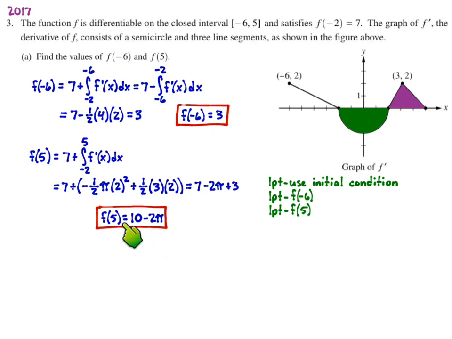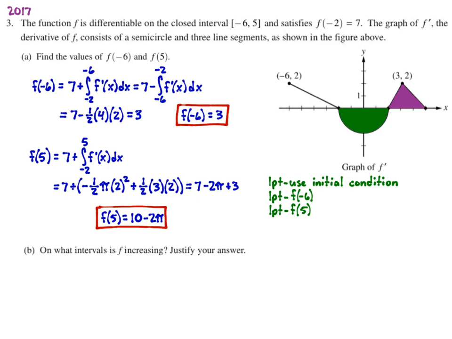So you're going to be in trouble in terms of points here if you did not use the initial condition. If you didn't use it, you didn't get any points on part A. So you have to make sure that you understand that a function's value is equal to its initial condition plus the integral of the derivative.